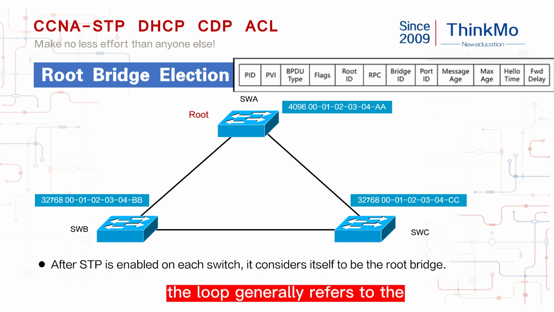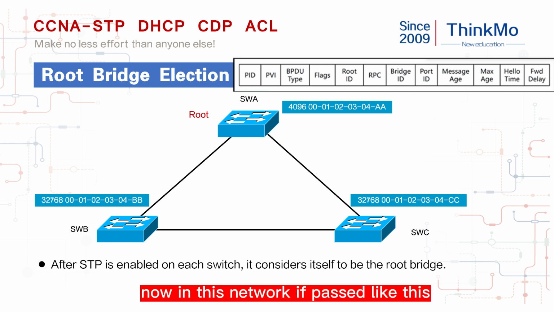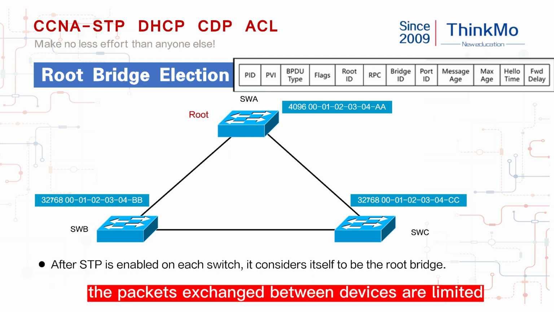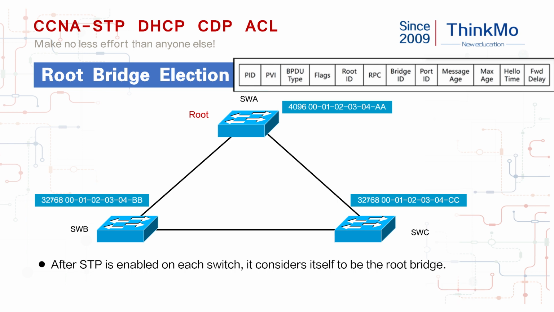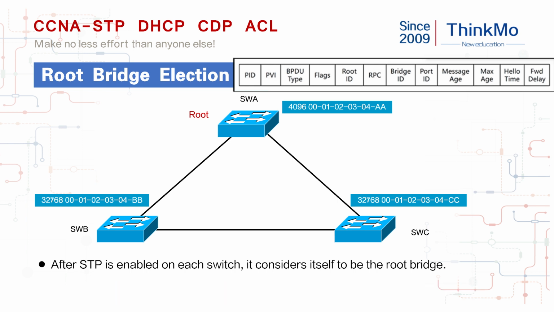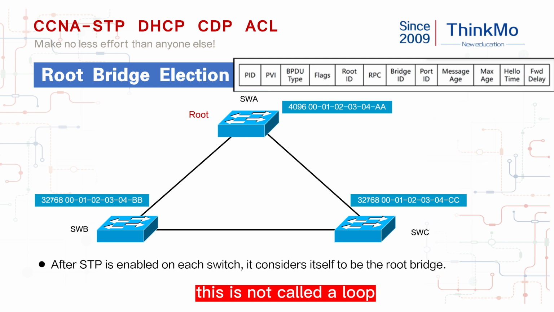A loop generally refers to when data is sent, this is a user's business data, in a standard ring. Now in this network, if it is passed like this, it is called a loop. However, the packets exchanged between devices are limited, especially when the devices are all started at the beginning. The process is limited, and soon the interaction is over. This is not called a loop.